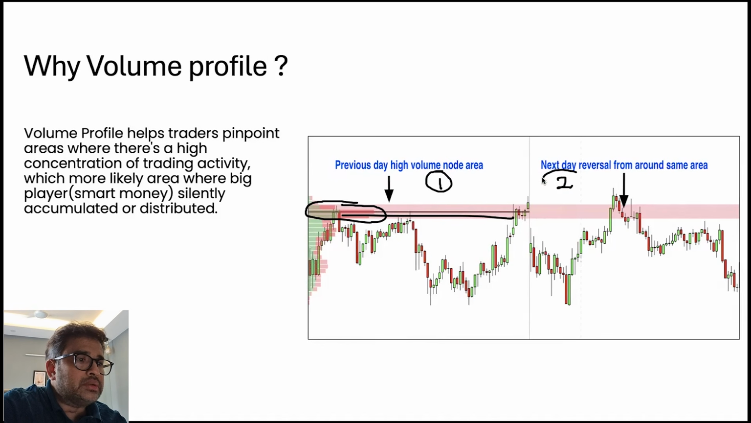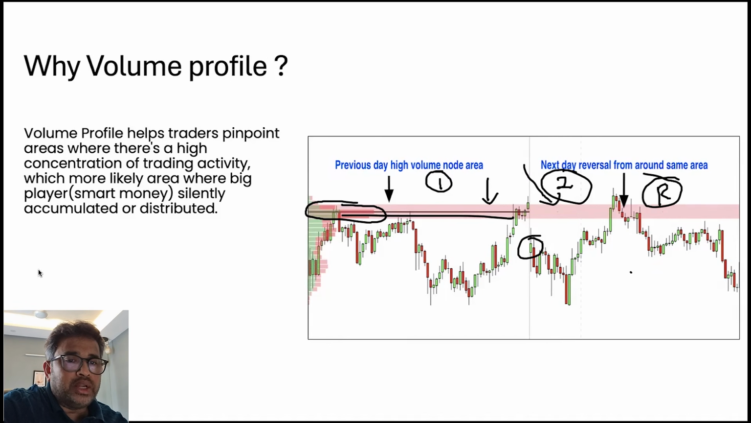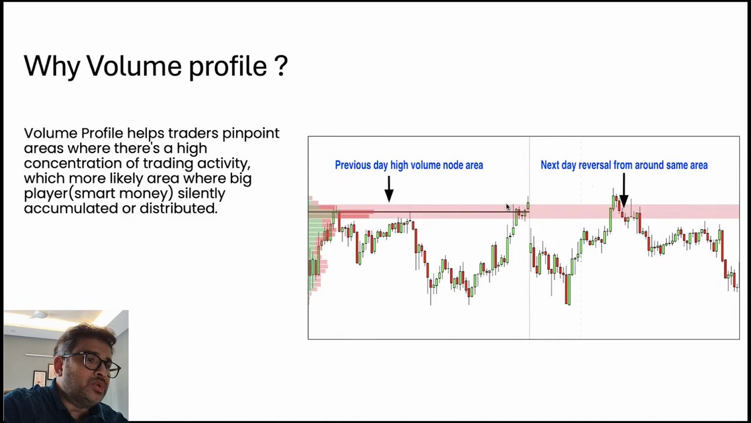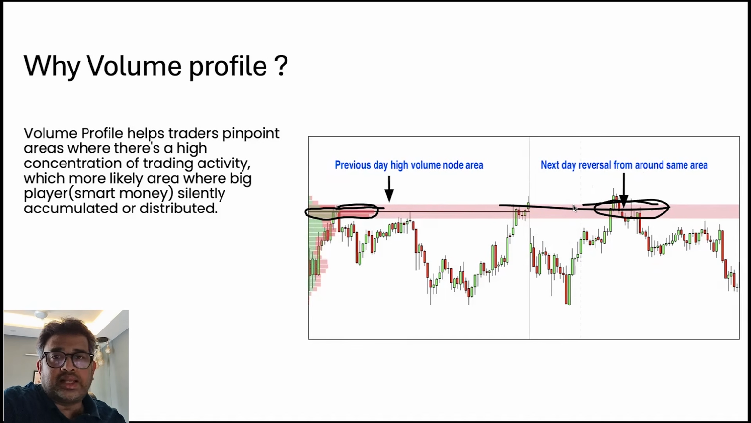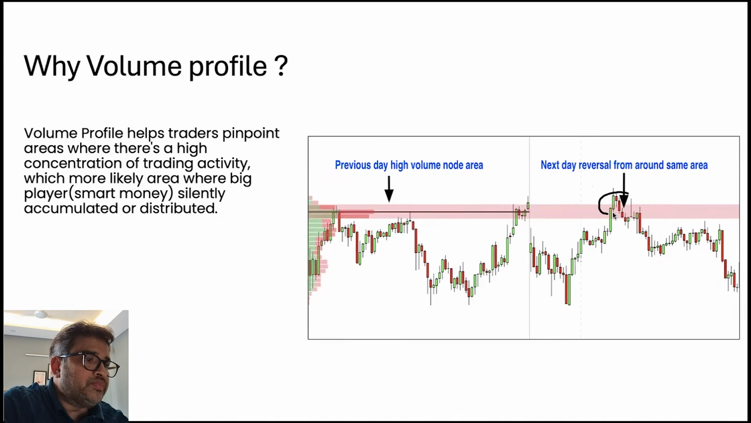Now next day what happened? The next day the market opened below that range, below that volume profile range. So when price opens below that, what does it become? This becomes your resistance, right? If price opens above it, then it becomes support. If price opens below it, then it becomes resistance. So that means next day when price comes to this highest volume node range, it is likely to face strong resistance. And that is exactly what you can see: price came, made a small fake breakout, and then started going down.